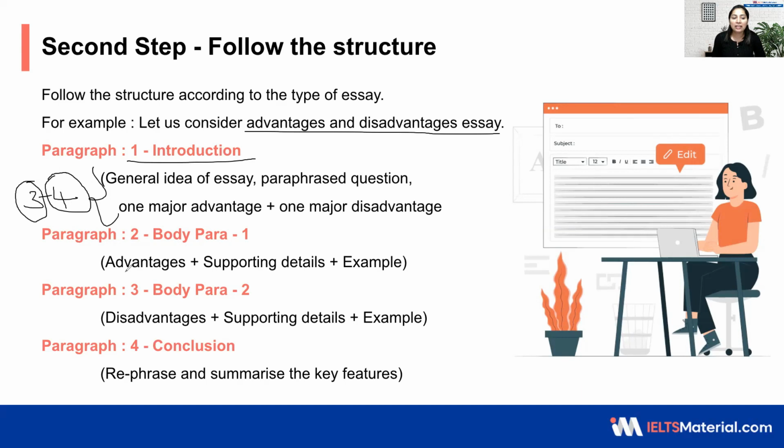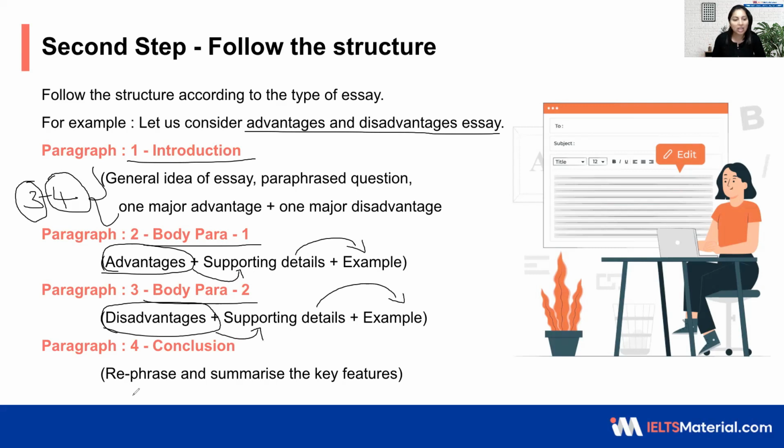Paragraph 2, that is main body paragraph 1, is going to talk about only the advantages. It has supporting details, that is supporting statements, and an example. Giving the example will actually give you a higher band score because you're trying to justify your answer, and this can be done only when you exemplify. The same procedure can be followed for paragraph 3, that is main body paragraph 2.